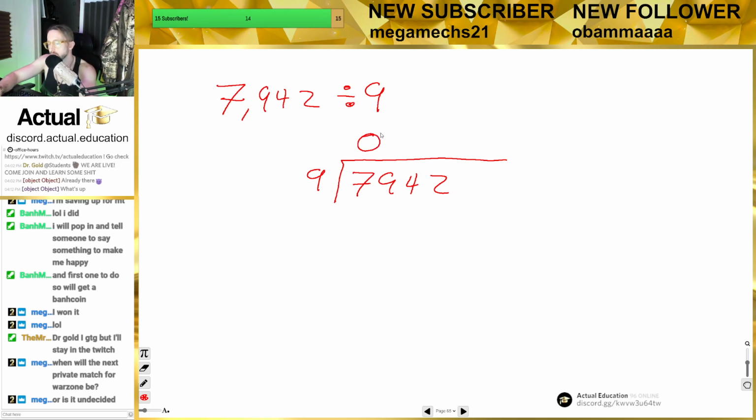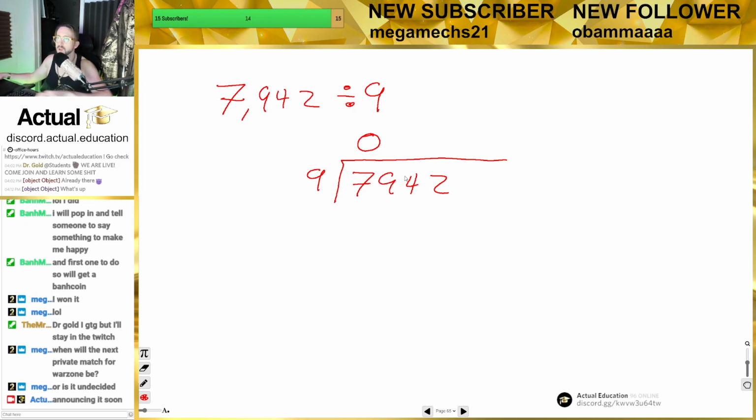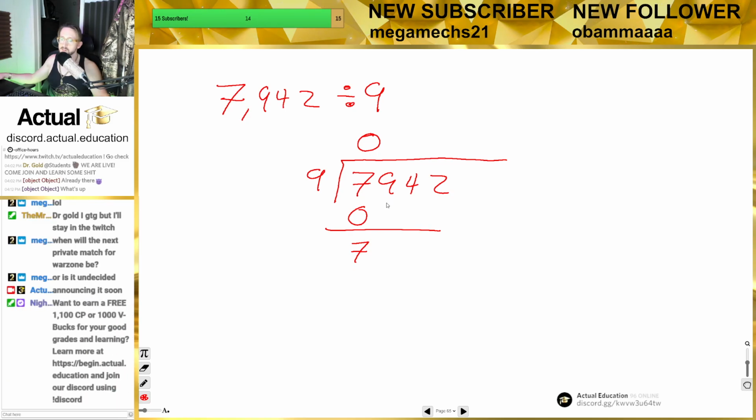And then we multiply 0 and 7, and that's 0. So we put a 0 down. And then we subtract it from 7. So we get 7. Okay. And now what do we do? And then we see how many times 9 goes into 7, I think. And so it's 0. Okay. And then I think we bring the 9 down. Good. Bring the 9 down.